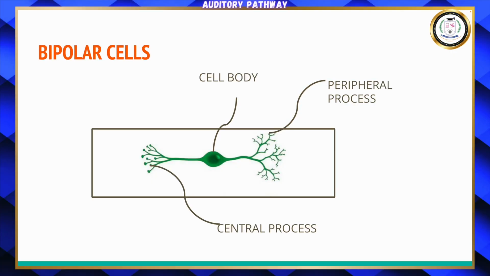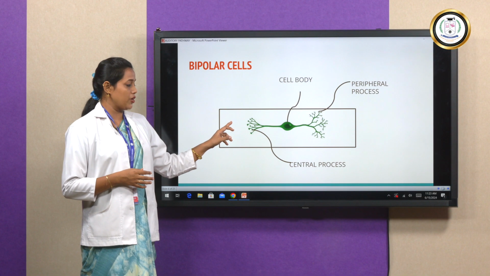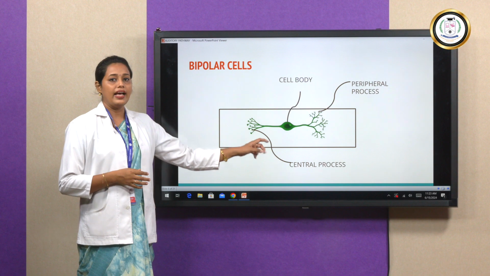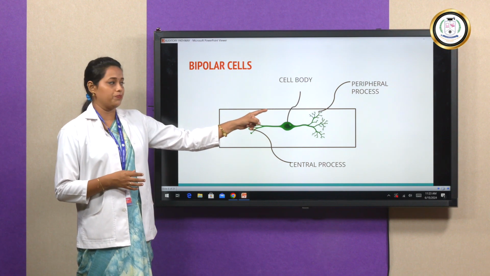So here you have a picture representation of a bipolar cell. You have one cell body and you have two processes. The one process is called the central process and the other one is known as the peripheral process.